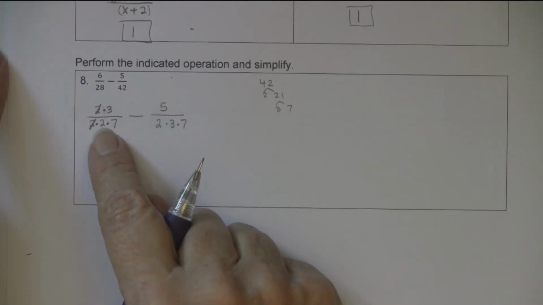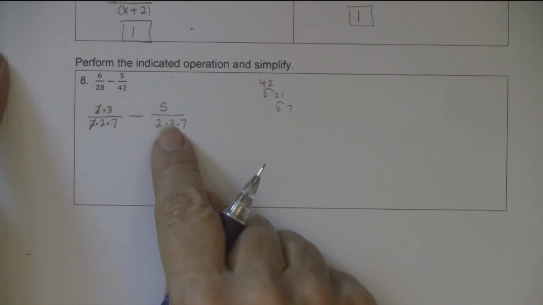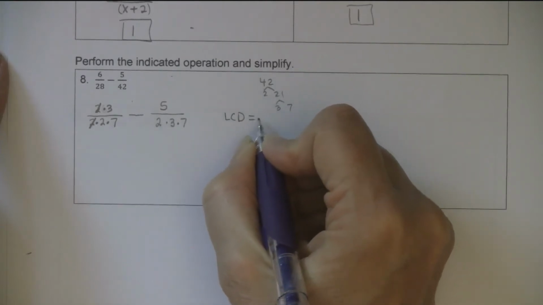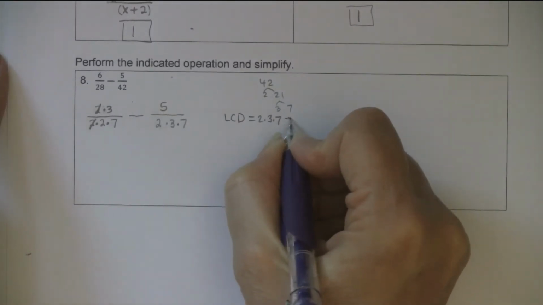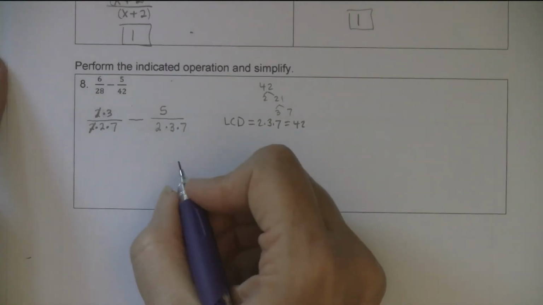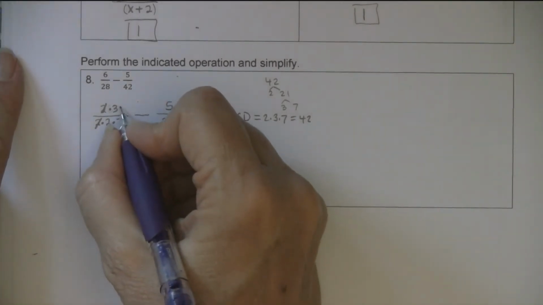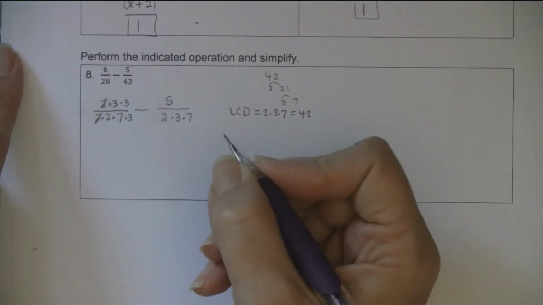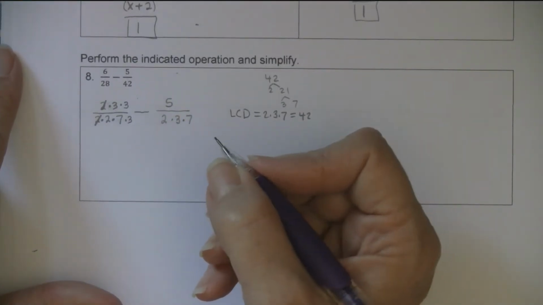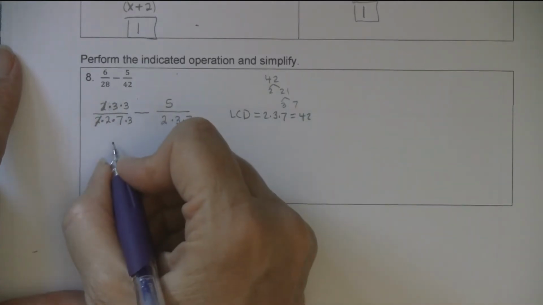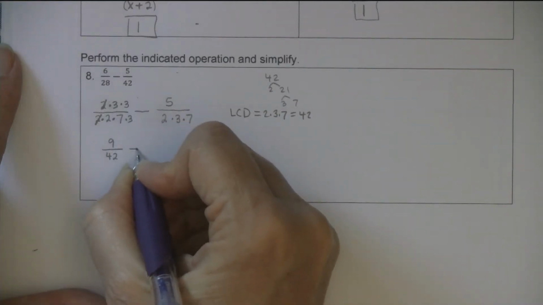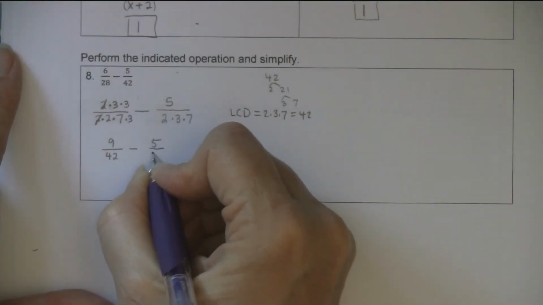So what you want to do to make equivalent fractions there, and the common denominator is 2 times 3 times 7, right? So the least common denominator is 2 times 3 times 7, which is 42, right? And so what you want to do is multiply the top and the bottom by 3. Now that makes an equivalent fraction when you do the top and the bottom by the same thing. So this is going to be 9 over 42 minus 5 over 42, right?